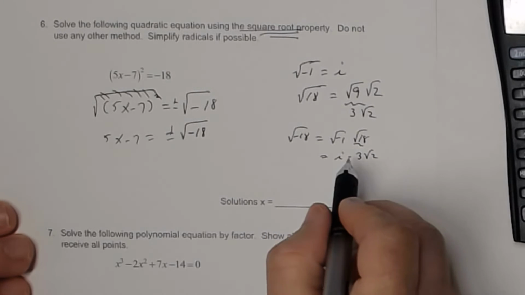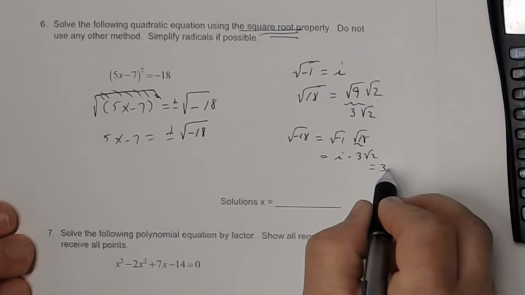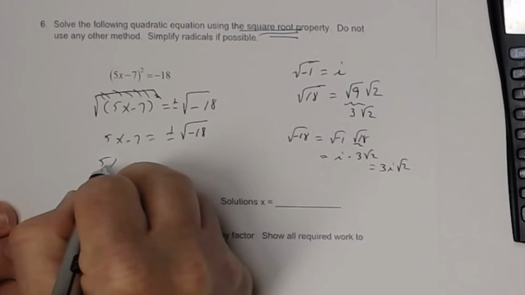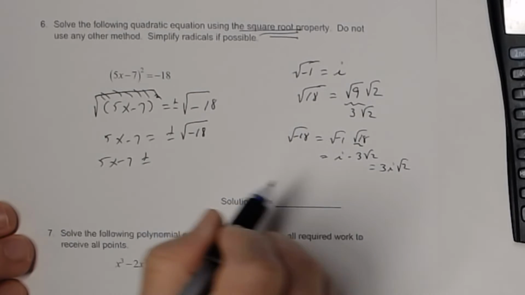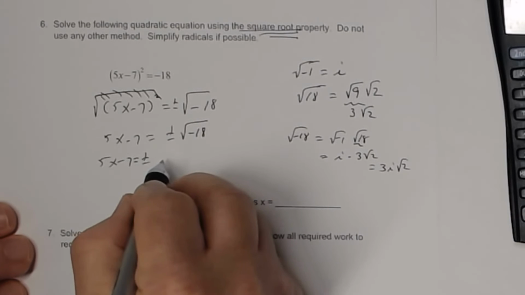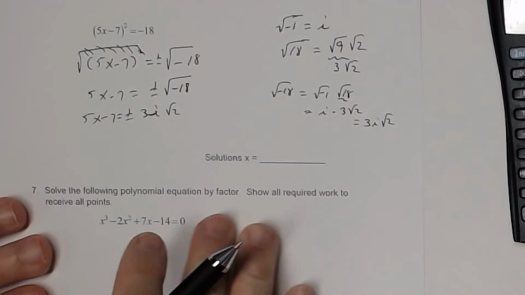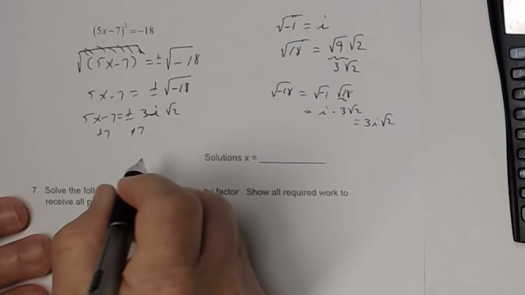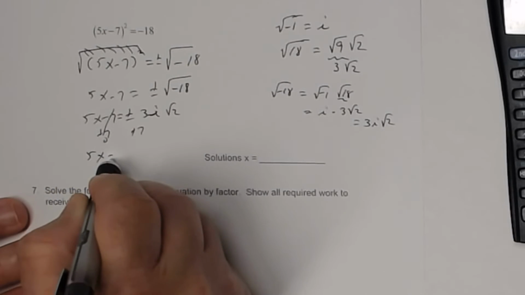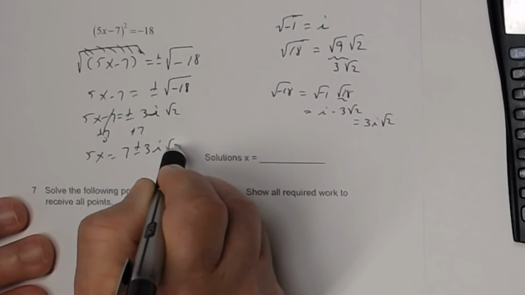But the way I'm going to write this is I'm going to put the i between 3 and the radical symbol. So I'm going to write it like this. All right, so this becomes 5x minus 7 equals plus or minus 3i square root of 2. And then next we're going to add 7 to both sides, because remember I'm trying to get x by itself. So when I add 7 to both sides, I get 5x equals 7 plus or minus 3i square root of 2.